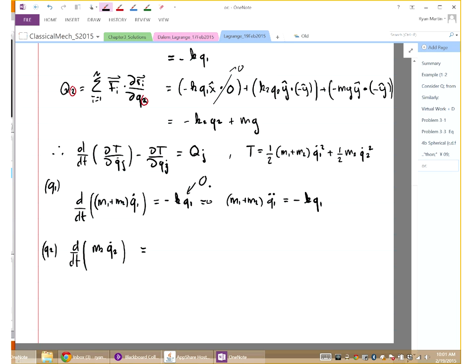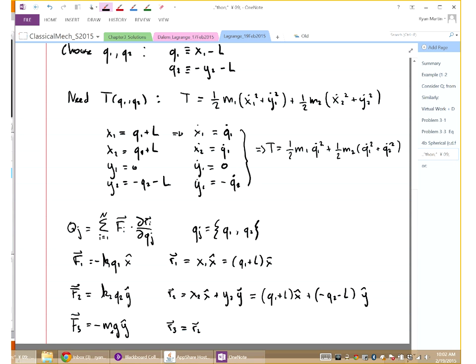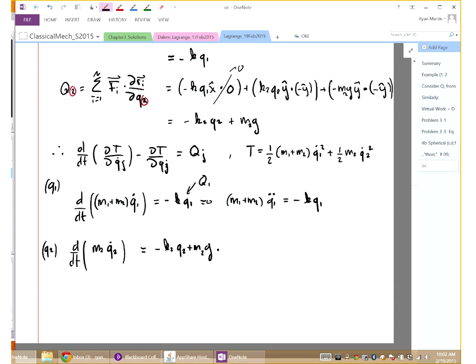And then that's got to equal the capital Q2. The capital Q2 we found was minus k2 q2 plus mg. So sorry, that mg should really be m2 g, right? I think I forget it everywhere. It's the weight of the second particle, second mass. Okay. Carrying out the time derivative, I get m2 q2 double dot equals minus k2 q2 plus m2 g.